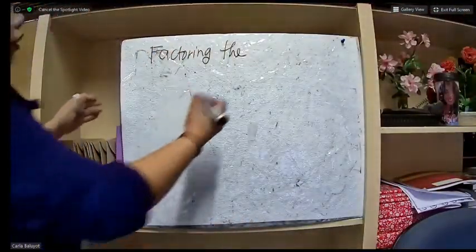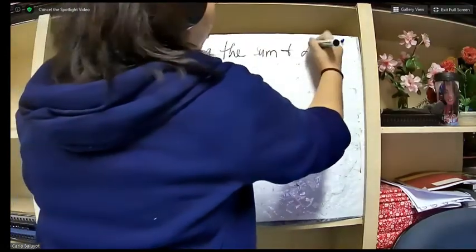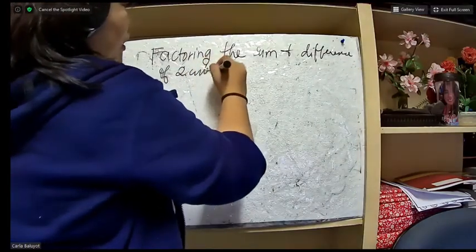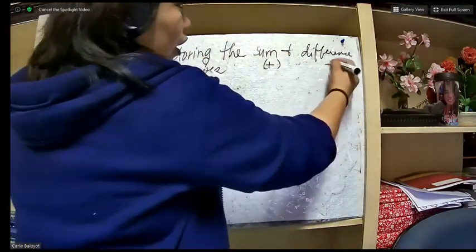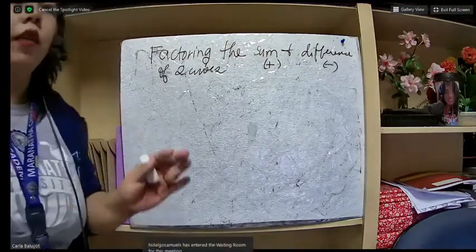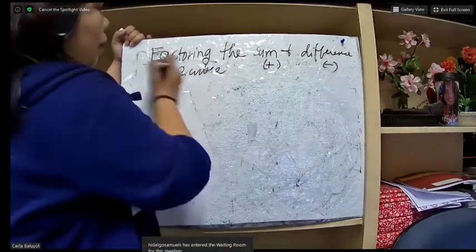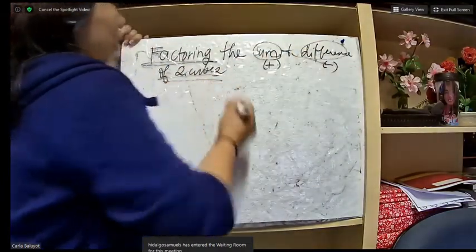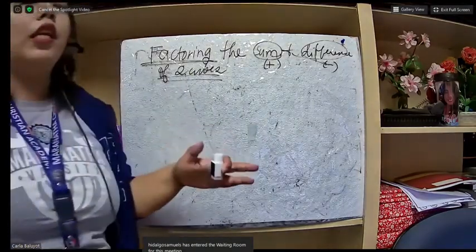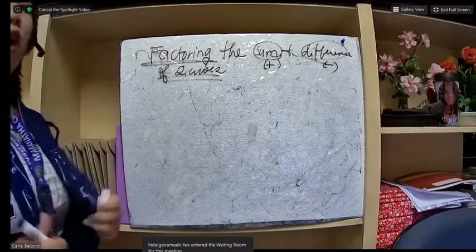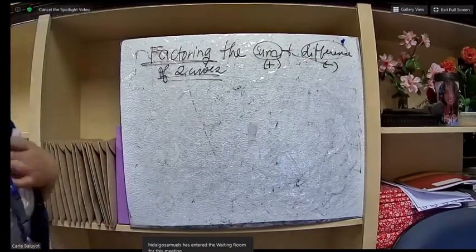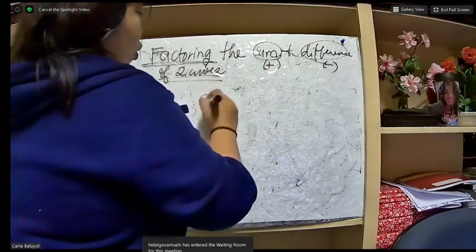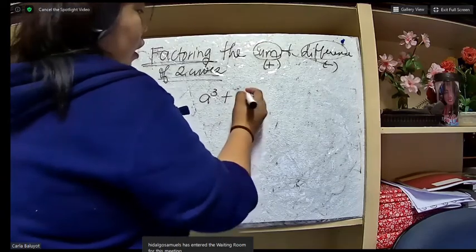Okay, so we have this topic, factoring the sum and difference of two cubes. When we say sum, of course, addition; difference, of course, subtraction. So, ang gagawin naman natin, magpa-factor naman tayo ng sum and difference of two cubes. Last time, ang ginawa natin, factoring the difference of two squares, di ba? Ngayon naman, the sum. For example, we have here a cube plus 8.